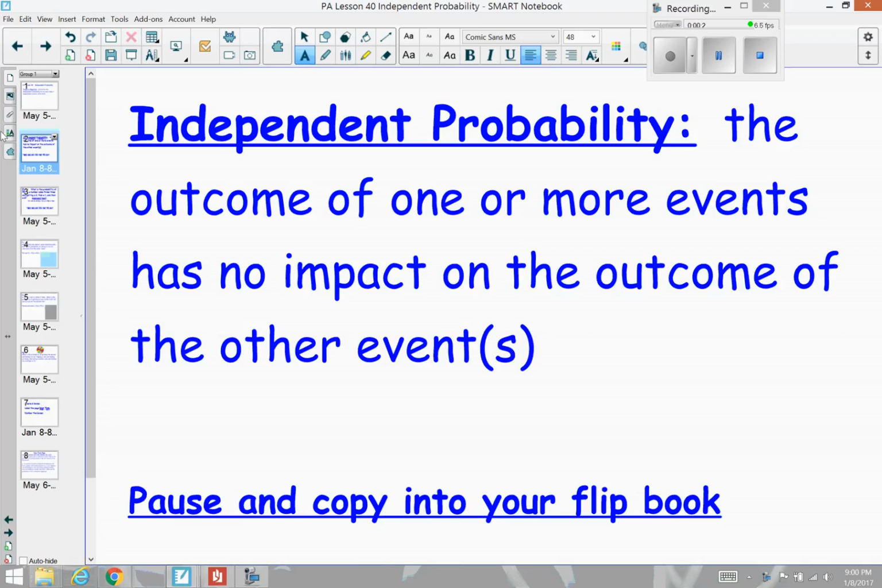Independent probability is the outcome of one or more events that has no impact on the outcome of the other events. I'd like for you to pause and copy this definition into your flipbook.